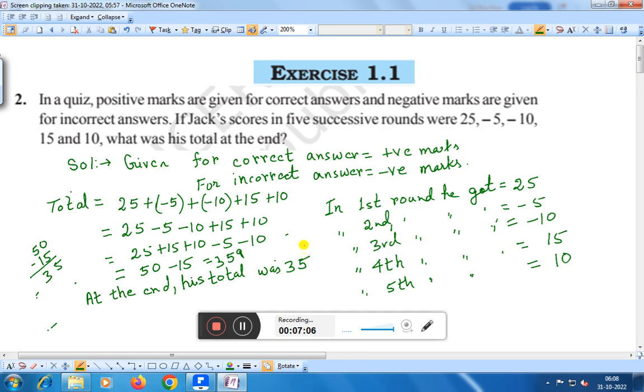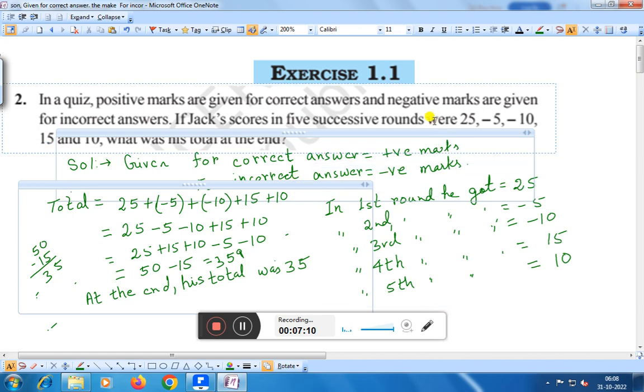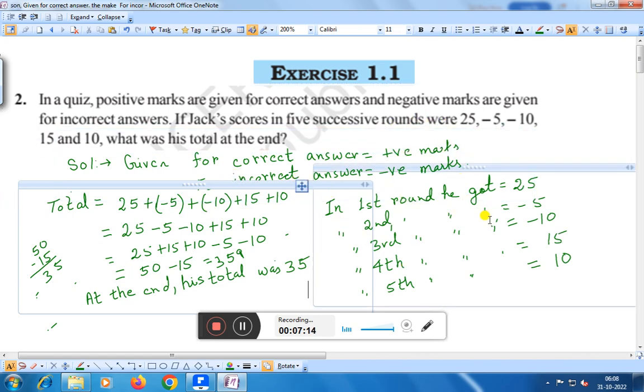Right? 35. Let us repeat once again. For correct answers, positive marks are given, and for incorrect answers, negative marks. In the first round, he got 25. In the second round, minus 5. In the third round, minus 10. In the fourth round, 15. And fifth round, 10.